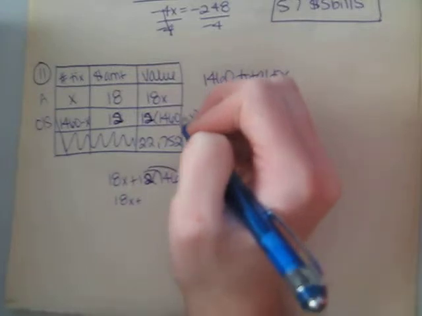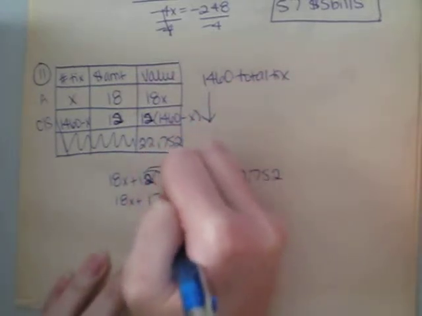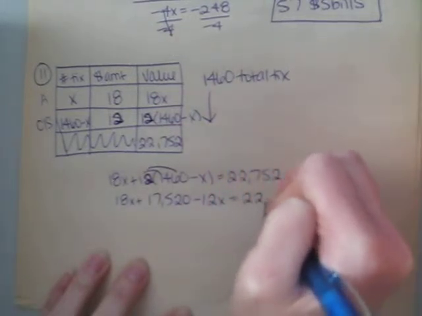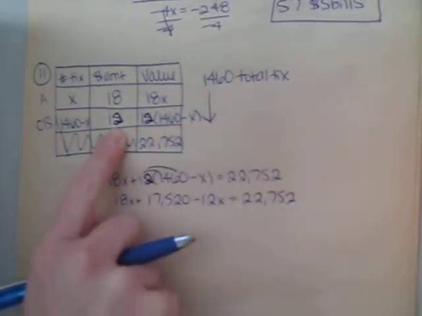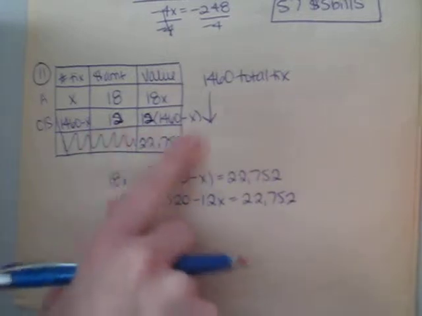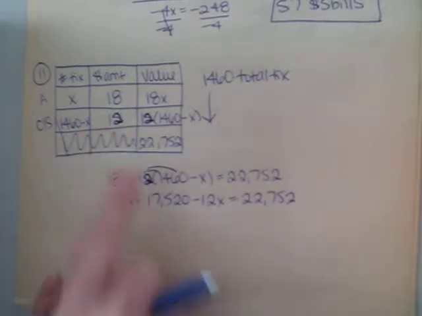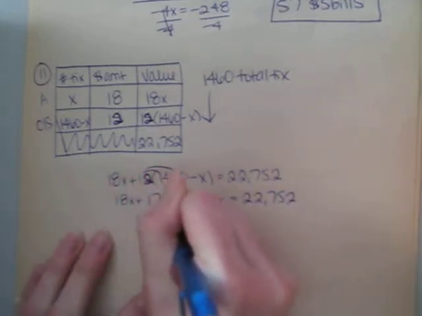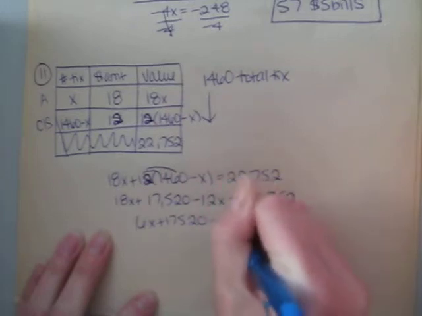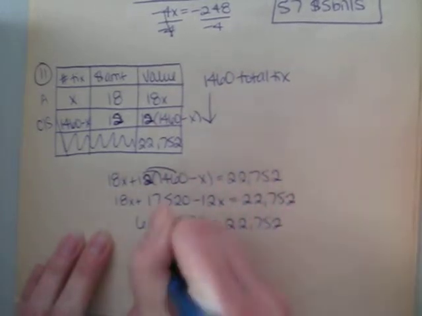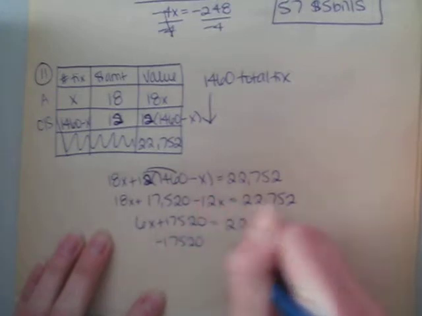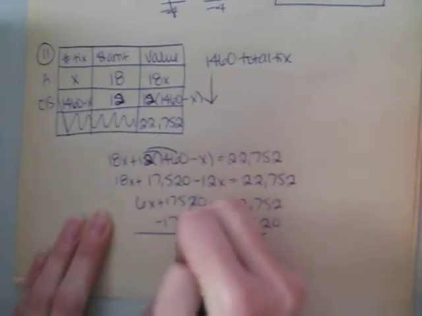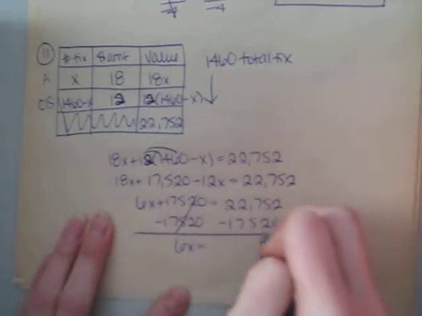12 times 1,460 is 17,520 minus 12x equals 22,752. So again, make sure that you change this value right here from a 15 to a 12. I read the question incorrectly. Combining like terms, I have 6x plus 17,520 equals 22,752 minus 17,520 on both sides. 6x equals, I do the subtraction in my calculator.